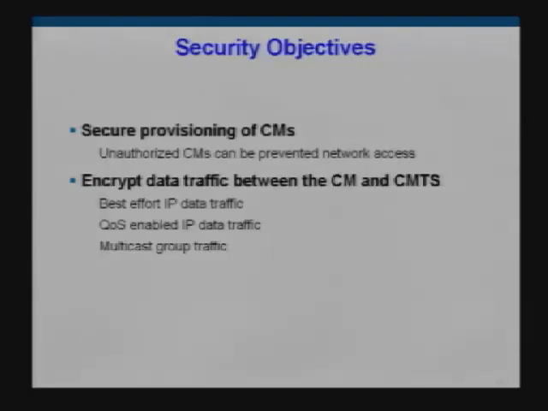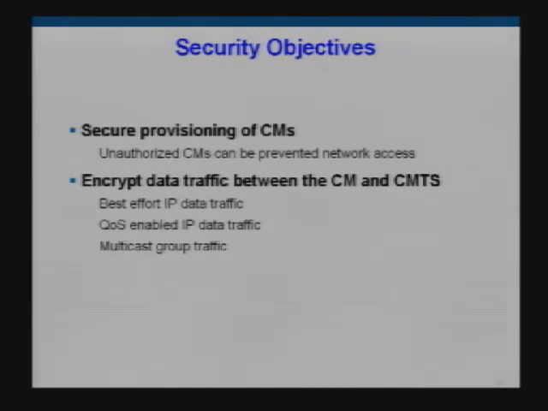So the major aspects of security enhancements here are, in the case of DOCSIS 2.0 or prior versions of DOCSIS, the security configuration, the authentication and authorization and encryption to encrypt the data packets were done after the entire registration phase is complete. Cable modem initialization and the registration request response and the registration is complete.